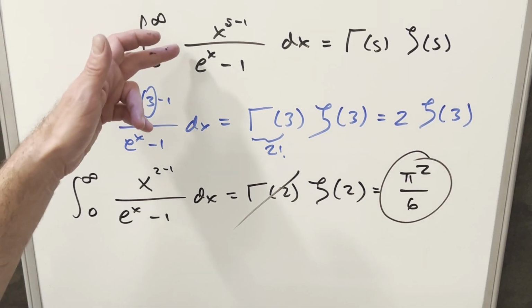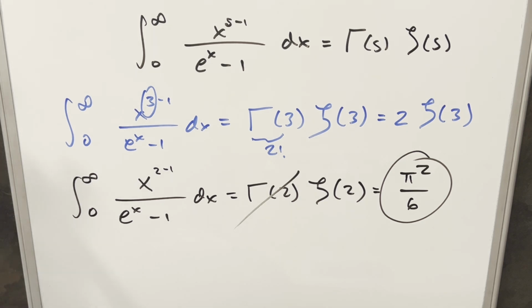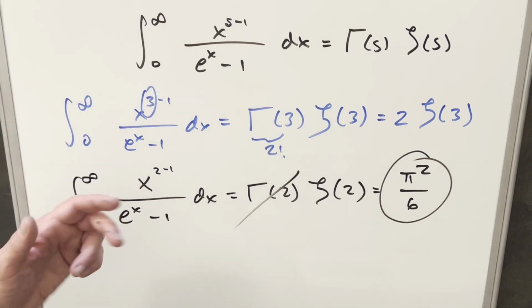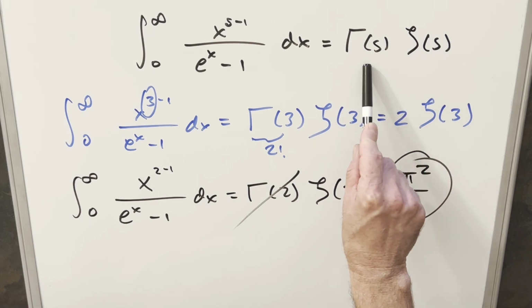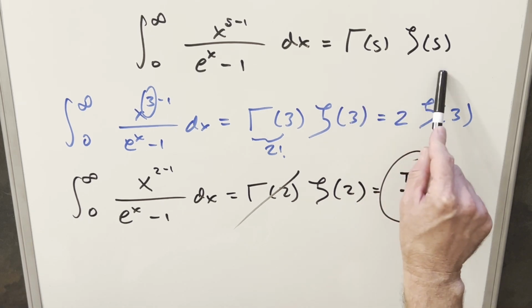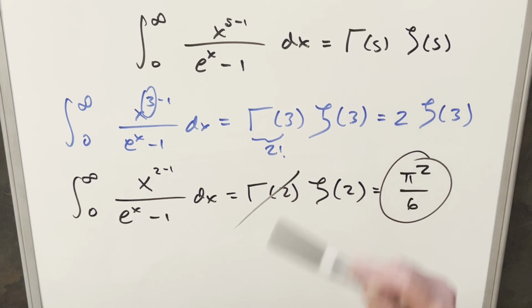And so, of course, we could just do this all day. It would get less and less interesting. If you want to do it for 47, do it for 47. If you do it for 47, you get 46 factorial. I have no idea what the Riemann zeta function of 47 is, but I'd probably just leave it that way and you could calculate it on Wolfram Alpha.